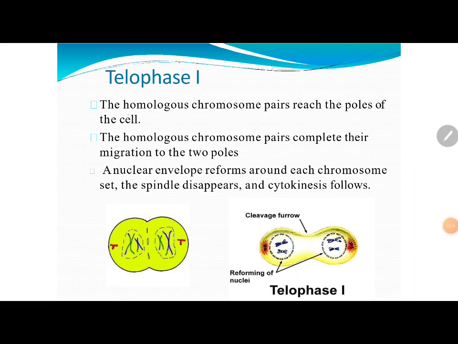In telophase 1, the homologous chromosome pairs reach the poles of the cell. You can see the homologous chromosome pairs complete their migration towards the two poles. A nuclear envelope reforms around each chromosome set. You can see the blue dotted line. The spindle disappears. You can see it is just lying on the corner, and cytokinesis follows. The cleavage follows.